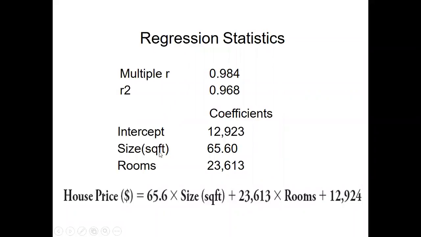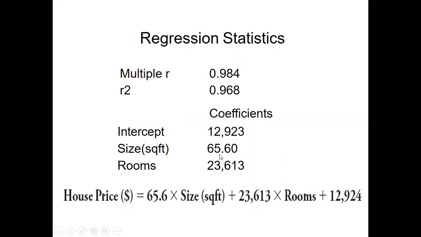Here the coefficients are given. Actually, the value of R is 0.944; the 0.984 was a typing mistake. The intercept is 12,923, the size slope is 65.60, and for rooms it is 23,613. So the house price is equal to the following.